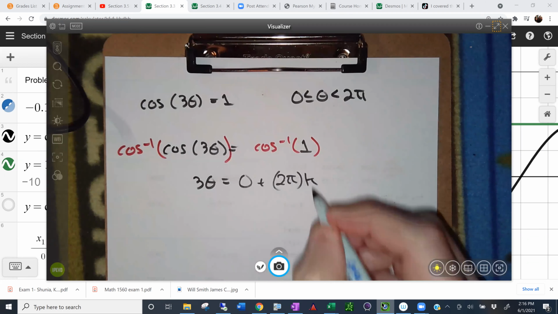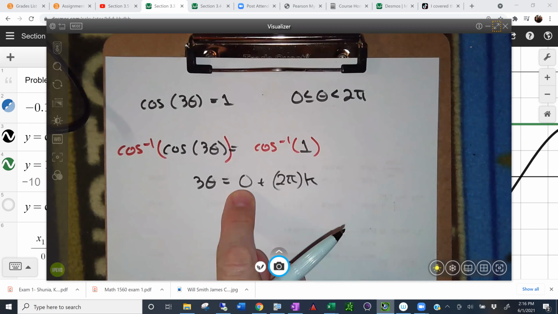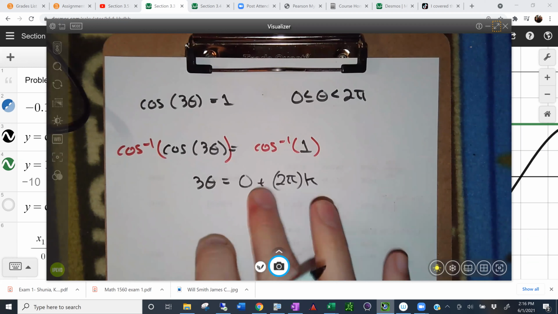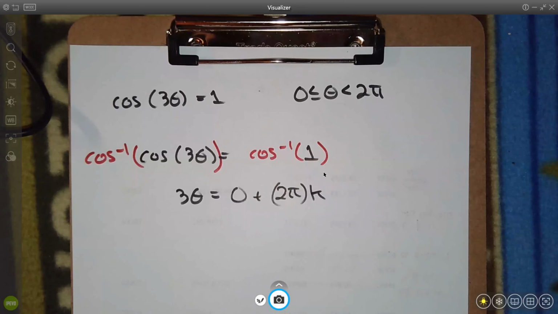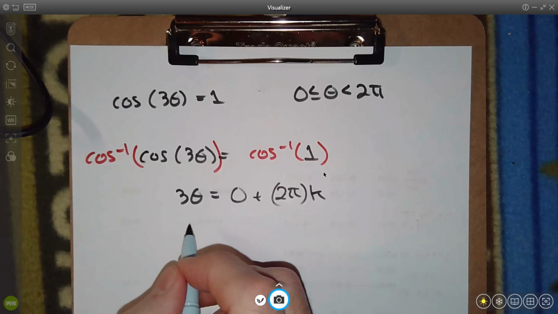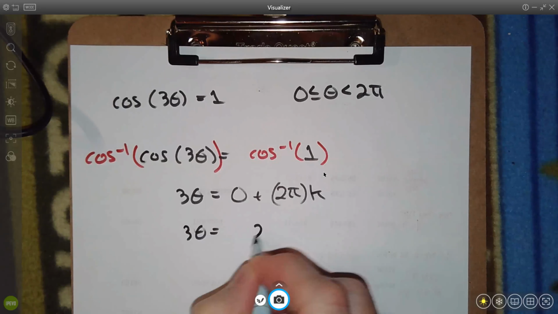Where k is an integer. So 2 pi, 4 pi, 6 pi, etc. So you have to include this term there, even though there's a 0 here. That's okay. So are we good with that inclusion of that term there? Yeah, I'm good with it so far. Okay. Thanks, Zach. So that's just really 3 theta equals 2 pi times k.